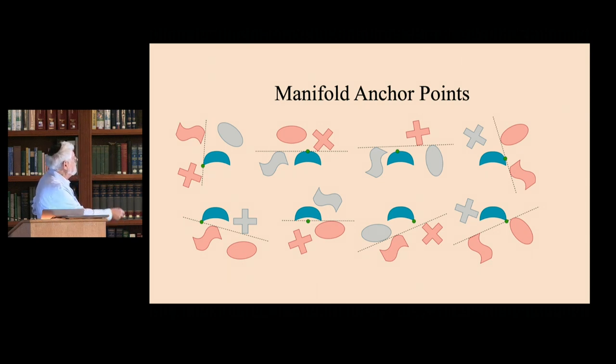Now it's surrounded by many other manifolds, and there is some linear separator. In this particular example, for instance, this point here will be the anchor point contributed by this manifold to the separating plane. It will be on the margin.